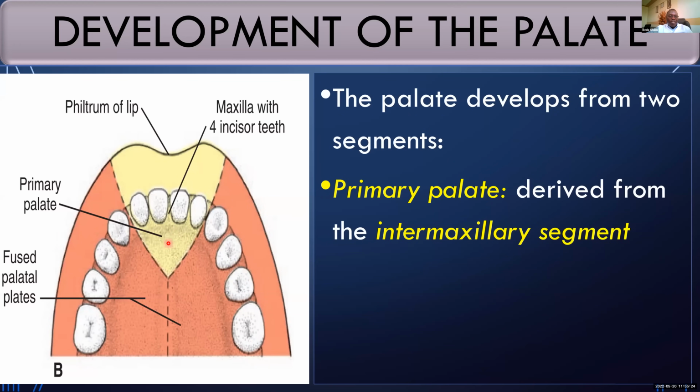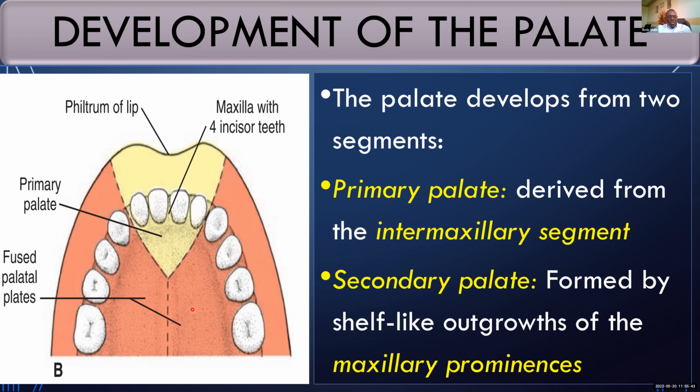Remember, the intermaxillary segment also gives you the upper jaw corresponding to the incisors. It also gives you the upper lip in that region, the region of the philtrum, and it also gives you the nasal tip and crest. But here, we're talking about the primary palate.